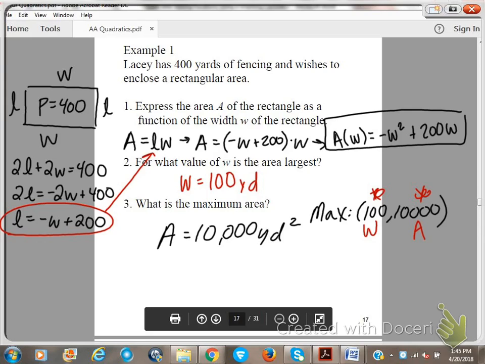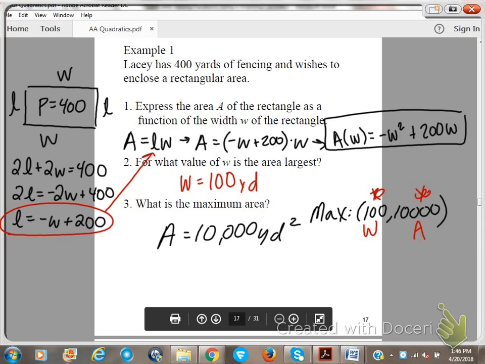Yours is being obnoxious. She only has 400 yards of fence. That doesn't mean anything. That's the area function, negative x squared plus 200x. We want to know the area, so you have to graph the area function inside the 400 yards. She's got 400 fence to go around it. It's asking what's the largest area that she can create using that 400 fence. Okay? If she wants to maximize her area, which usually is the point, then the width should be 100.